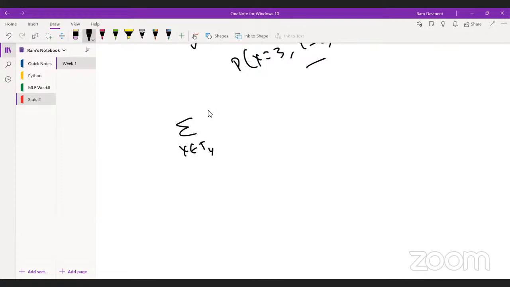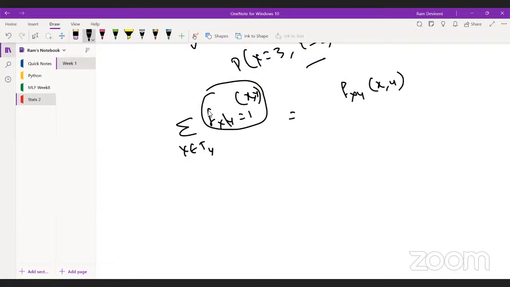X belongs to Tx, and then f_{X|Y}(x | y = 1), let's say. They're asking for this. What this basically means is, what does this mean? What is this formula? It's nothing but f_{XY}(x, y) divided by f_Y(y). This is a formula, correct?